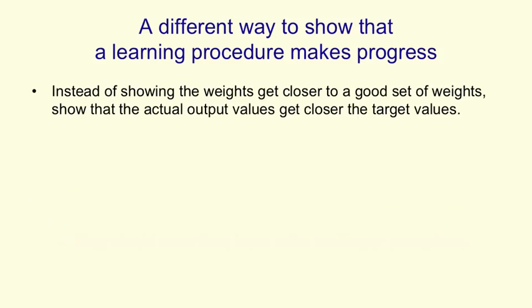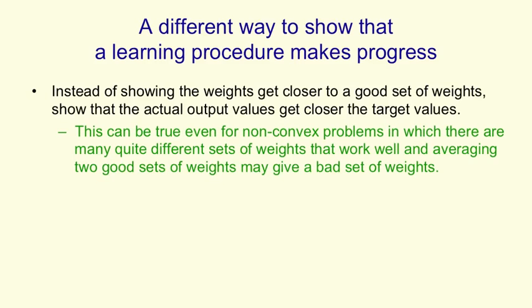For multi-layer nets, we're going to need a different way to show that the learning procedure makes progress. Instead of showing that the weights get closer to a good set of weights, we're going to show that the actual output values get closer to the target output values. This can be true even for non-convex problems in which averaging the weights of two good solutions does not give you a good solution. It's not true for perceptron learning. In perceptron learning, the outputs as a whole can get further away from the target outputs, even though the weights are getting closer to good sets of weights.